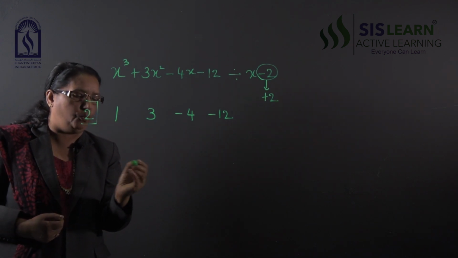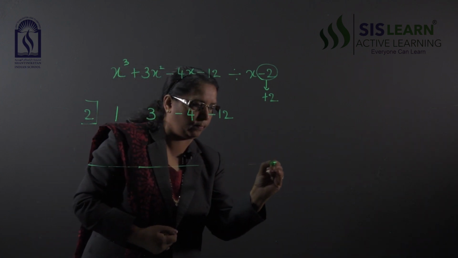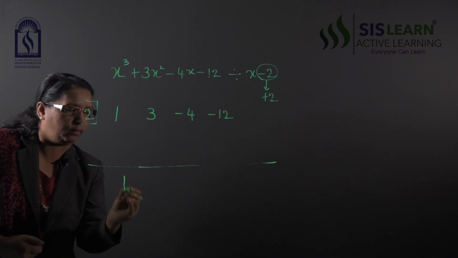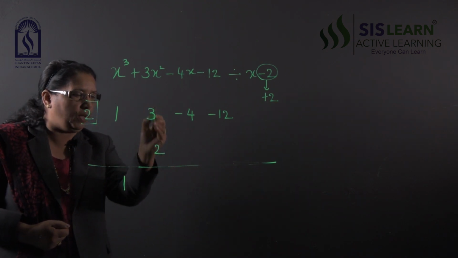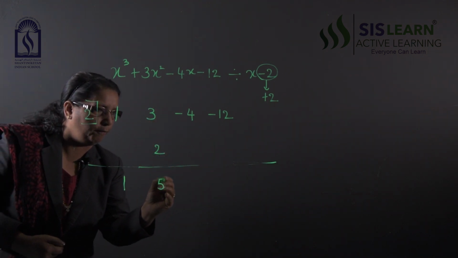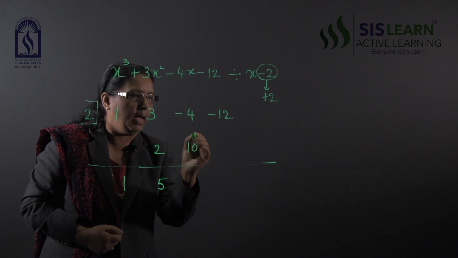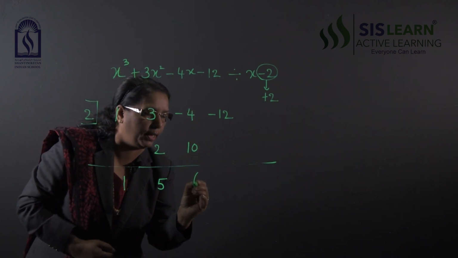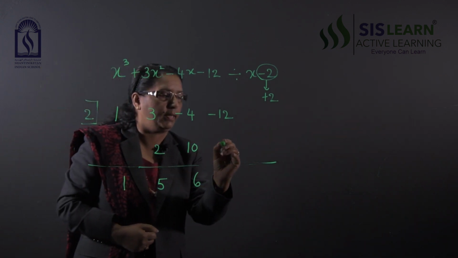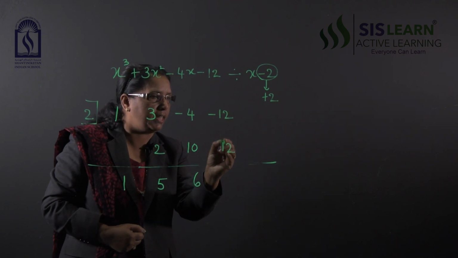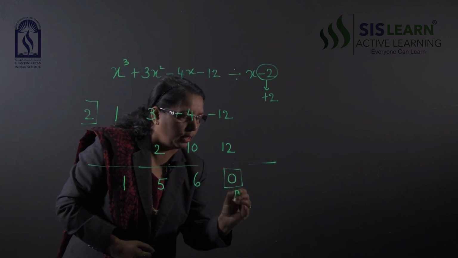Now as we have done before, we have to draw a line first. Bring down this 1. Let us multiply this 1 times 2, that is 2. Now we have to add the numbers 3 and 2, you get 5. Now 5 will be multiplied by 2, you get 10. Adding negative 4 and positive 10, you get the number 6. Now 6 is going to be multiplied by 2, you will get 12. Now adding this negative 12 and positive 12, you get 0, and this is going to be the remainder.